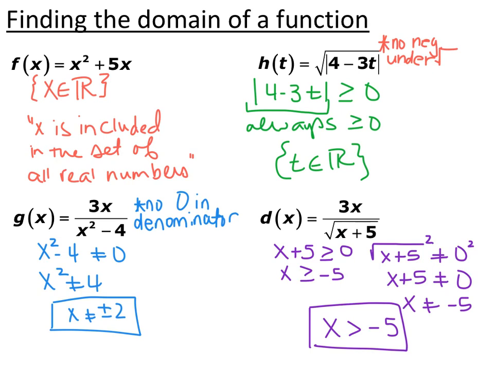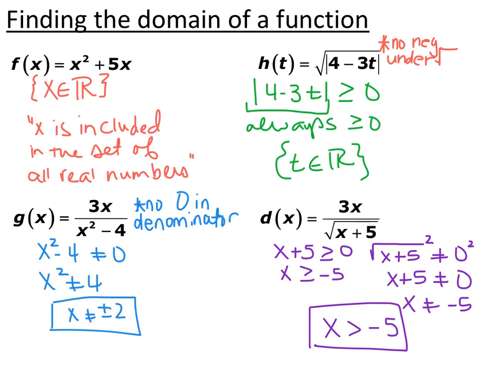For the next one here, g of x, we have a rational function. We said we cannot divide by 0. You cannot have a 0 in the denominator. So I set whatever was in the denominator not equal to 0. So x squared minus 4 does not equal 0, which means x squared cannot equal 4. So x cannot equal either positive or negative 2, because 2 squared is 4, negative 2 quantity squared is also 4.